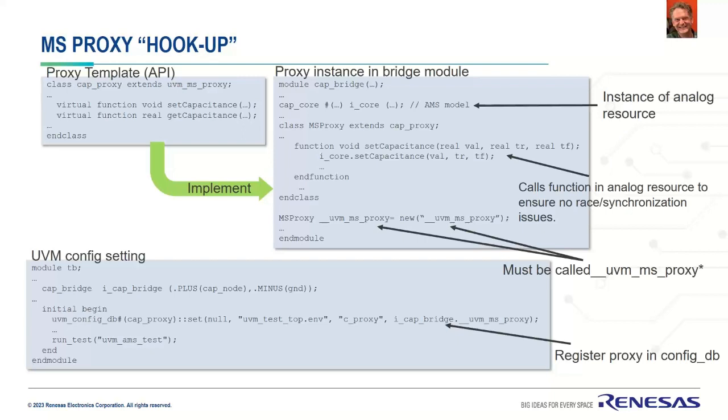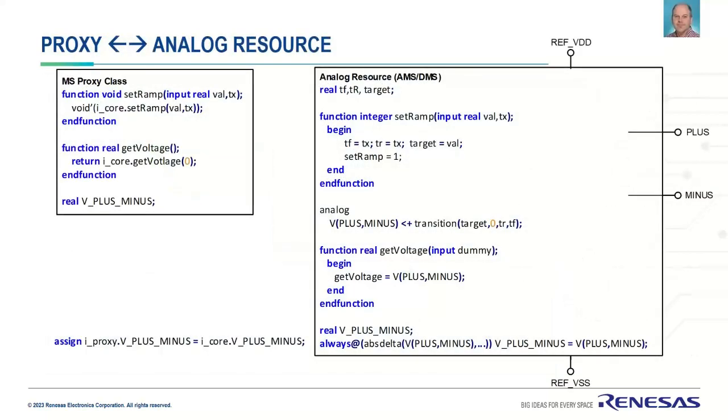Then at the bottom we show how, for example in the test bench, we can basically make a config database setting to set something in our env. So we've got the UVM testtop.env. We've actually got something called cproxy, which is sitting in the env, which is probably not realistic because we'd probably have this thing sitting inside an agent somewhere. And then anyway, we're wiring that up, or connecting that to this instantiation of this capacitor bridge and the AMS proxy inside it.